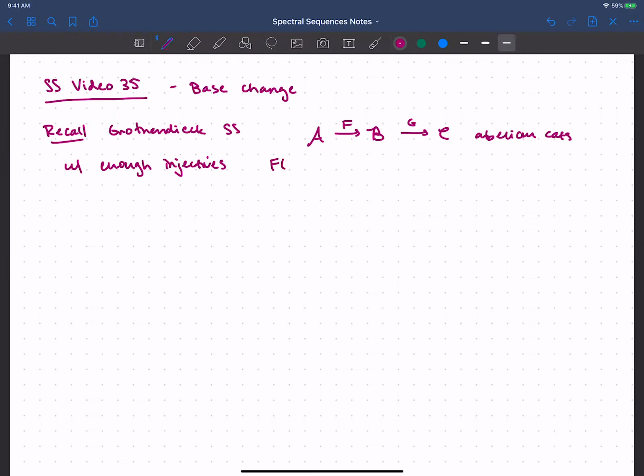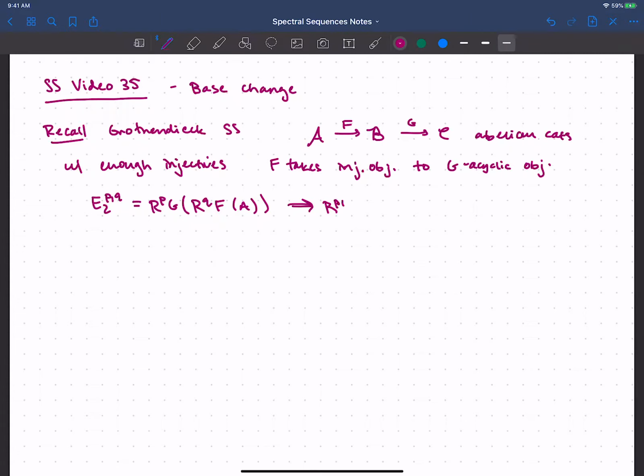And then we have this other condition that F takes injective objects to G-acyclic objects. Okay, and then we have this first quadrant spectral sequence where the E2 page is the pth right-derived functor of G applied to the qth right-derived functor of F applied to A, and that cooks up for us the right-derived functors of the composition G after F applied to A.